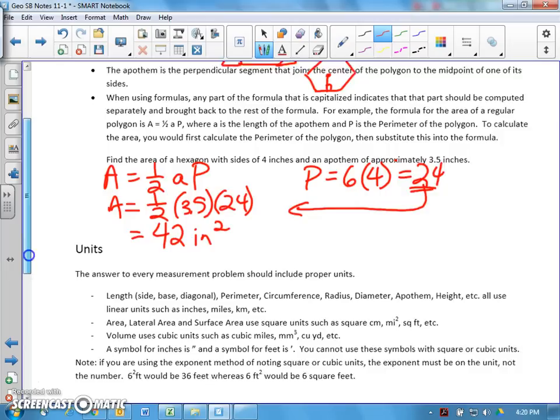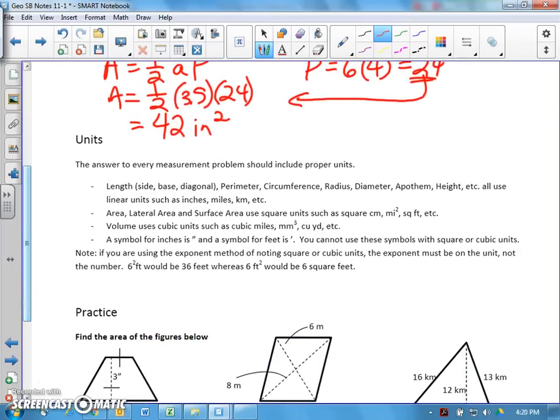That brings me to my discussion of units. Length, like of the side, base, or diagonal, perimeter, circumference, radius, diameter, apothem, height, all of these use linear measurements. If you can measure it with a ruler or a straight object like that, you're dealing with a linear measurement. Area, lateral area, surface area, these always use square units.